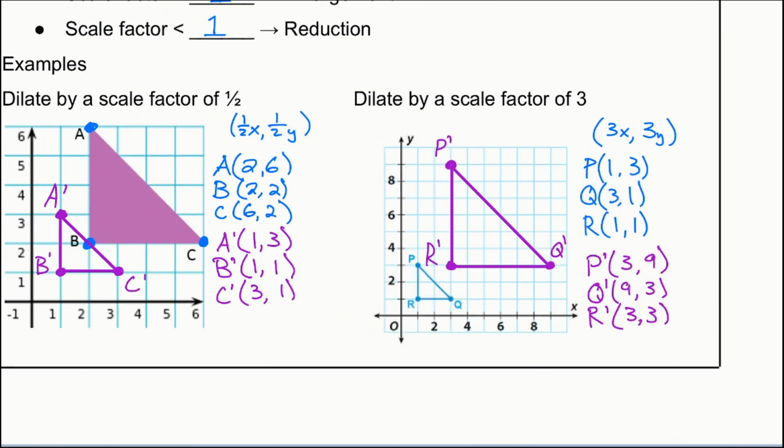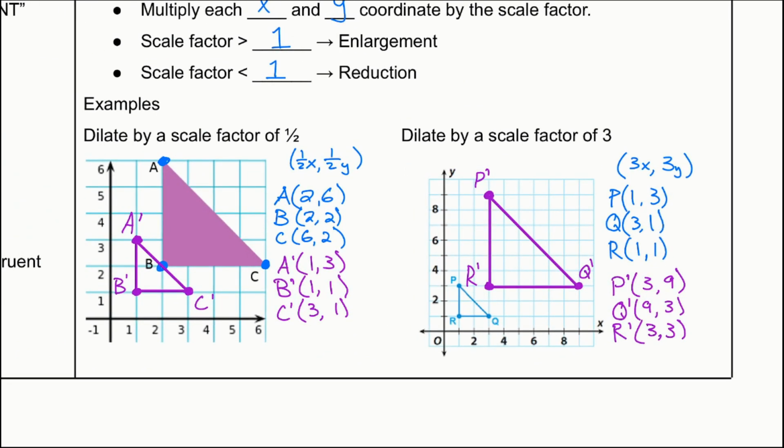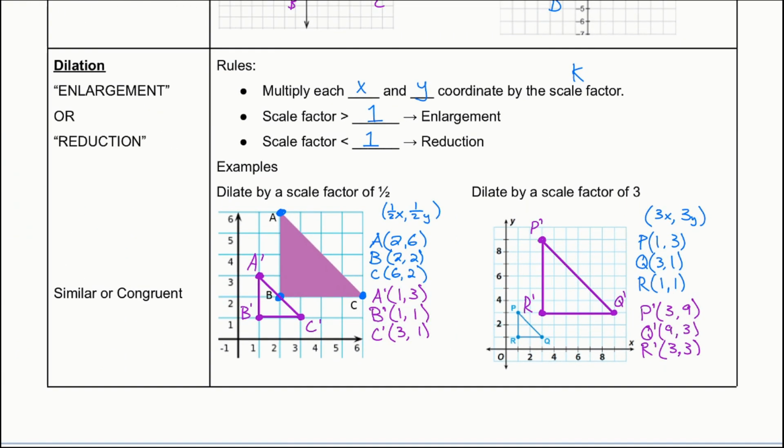Okay? And that's dilations. All right, that's dilation. So we're halfway done already. It does change size. I forgot to do this again. Since it's changing size, this is going to be similar. These guys are going to be similar. They're the same shape, but their size changes. All right, let's go to the back side.